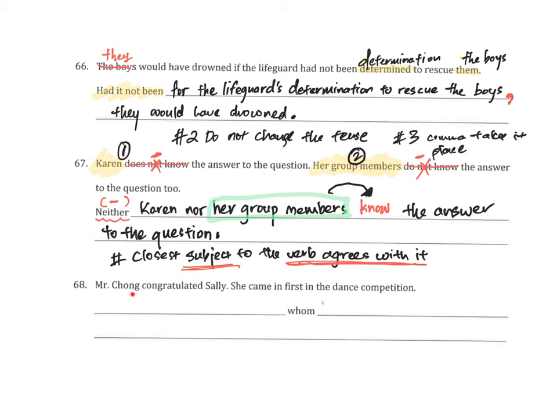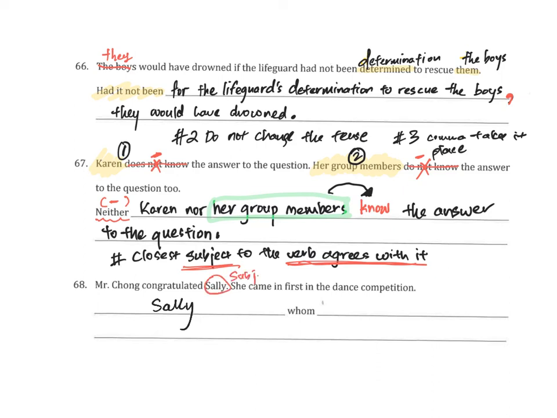So right now, Mr. Chong congratulated Sally. She came in first in the dance competition. Okay, so who is my subject here? Is it Mr. Chong or is it Sally, right? It's Sally. So Sally is the one who came in first in the dance competition. So she is the subject, which means she will appear first in this question, right? So I'm just going to go ahead and put Sally because Sally is the subject, okay?